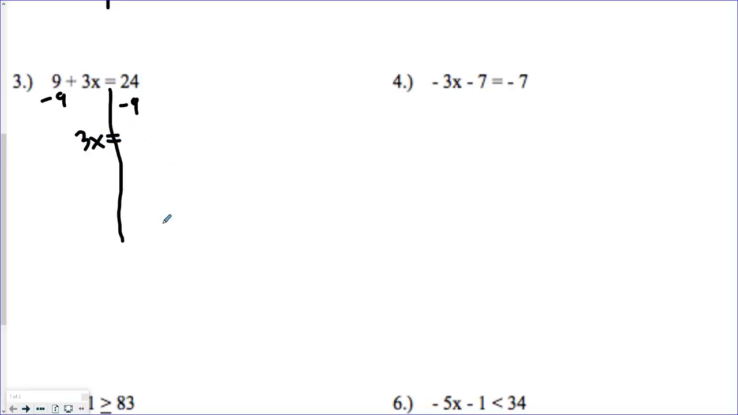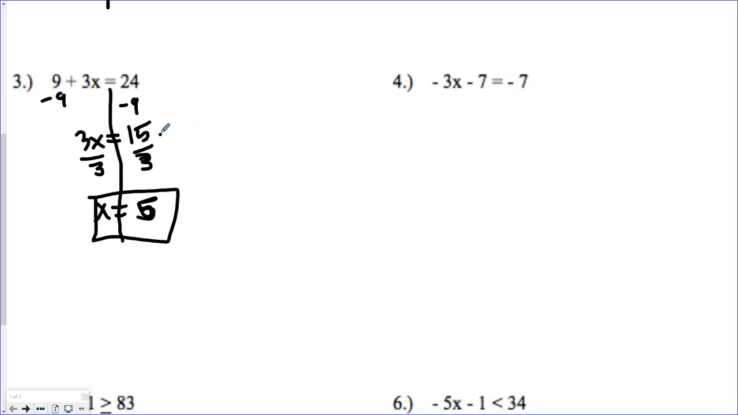That way, if you do make a mistake or you get lost, you have a trail to kind of fall back on. If you just try to do this all in one go, you might be able to get through with it, but you're very liable to mess things up. And then 24 minus 9 is 15. Then we divide by 3. And we get x equals 5. And that is a 3 there. X equals 5.